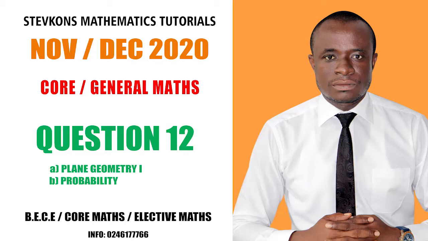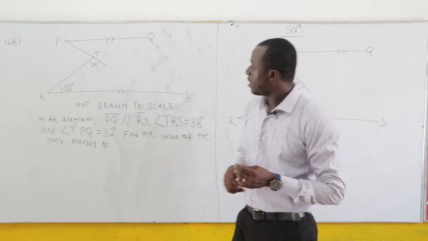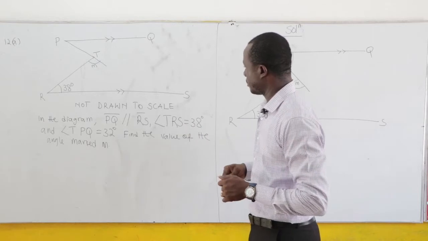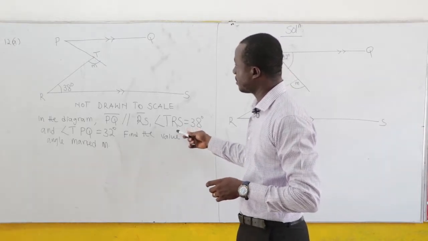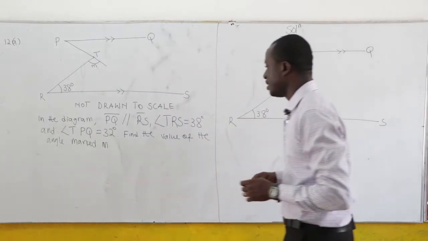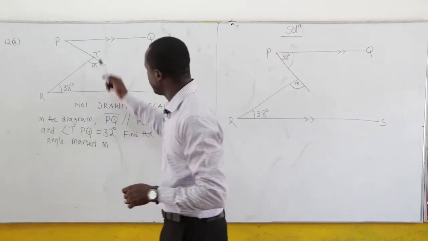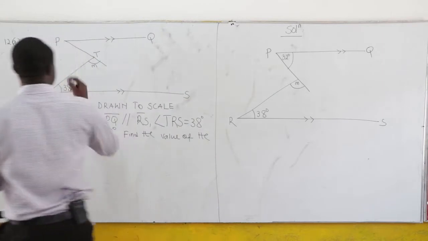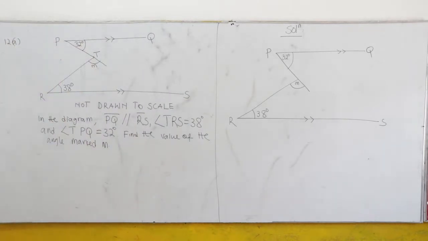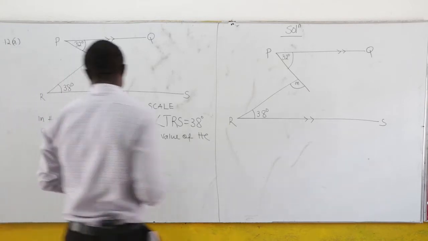This is NOVDEC 2020, question number 12A. We are told that PQ is parallel to RS, angle TRS is 38 degrees, and TPQ is 32 degrees. So the angle over here is just 32 degrees. We should find the value of the angle marked M.